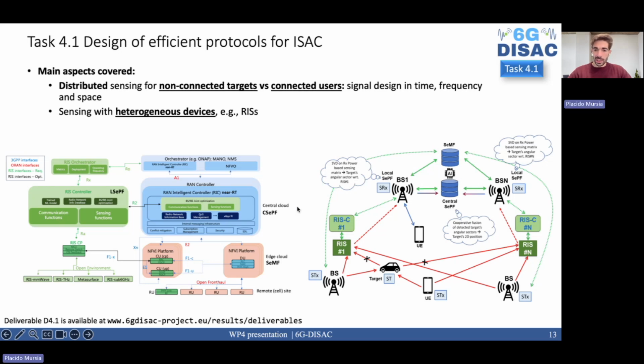In this case, we account for both when the RIS is controlled by the network, so effectively the network instructs the device on its optimized configuration, but also the case of autonomous devices, so devices that have some local sensing processing function themselves and can exploit the local channel knowledge to optimize their own configuration. On the left-hand side, we also detail specific interfaces to allow full integration of such devices into both 3GPP and O-RAN architectures.